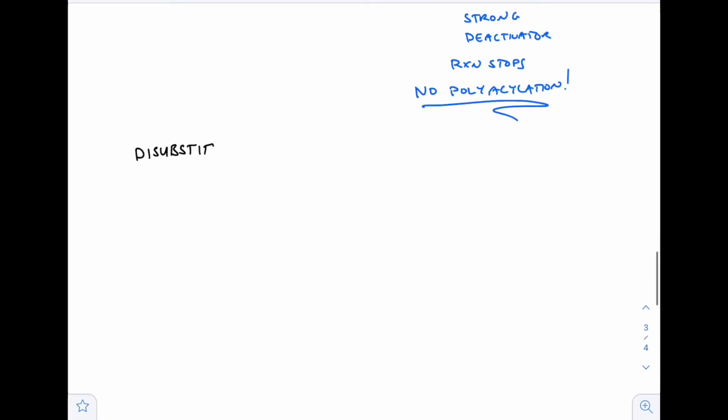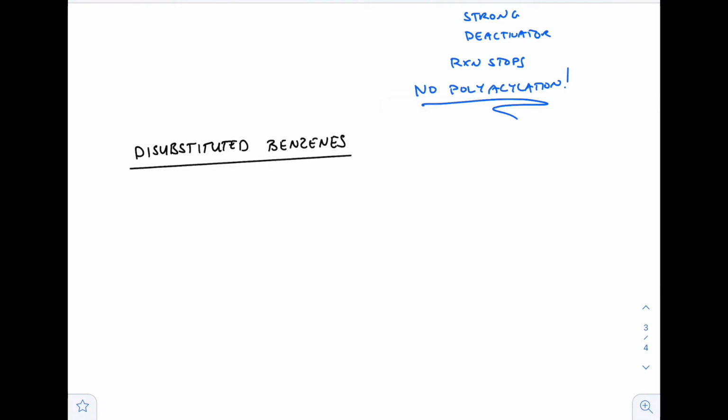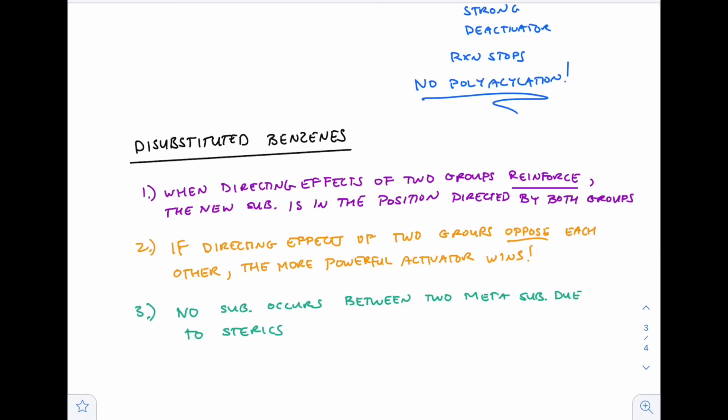And so now what we want to do is talk about disubstituted benzenes. So like I mentioned before, when we added a bromine to that phenol, we deactivated that ring a little bit, right? At least with respect to the phenol itself. So that's really the topic of discussion when we're talking about disubstituted benzenes and EAS reactions. Okay, so there's really three guidelines here. When directing effects of the two groups reinforce one another, the new substituent is in the position directed by both of the groups. If the directing effects oppose one another, then the more powerful activator wins.